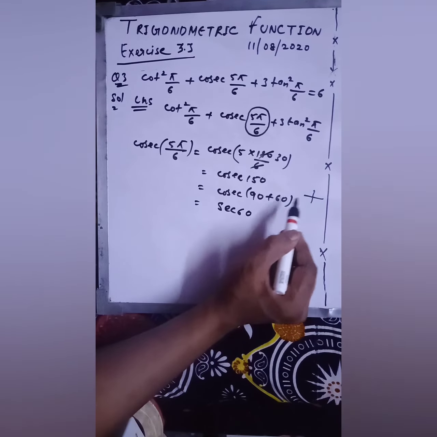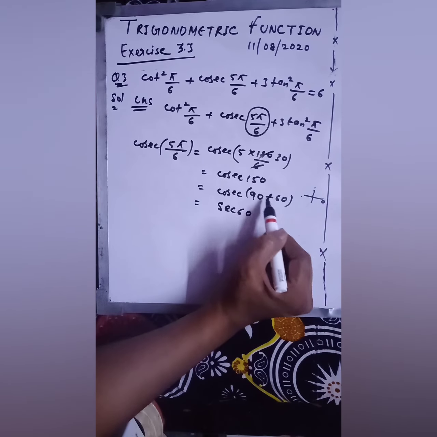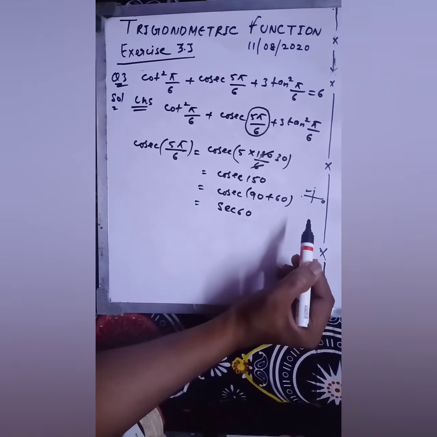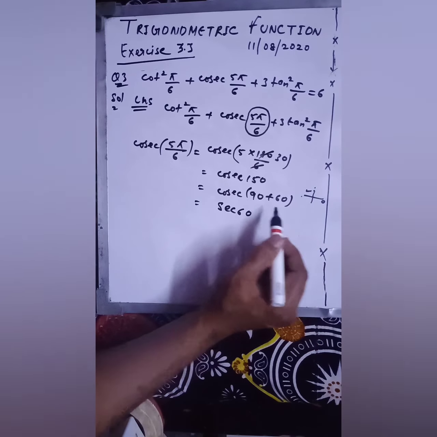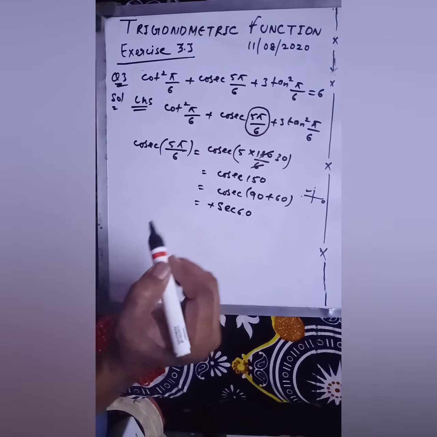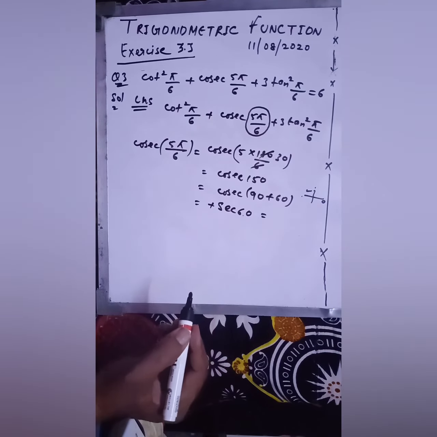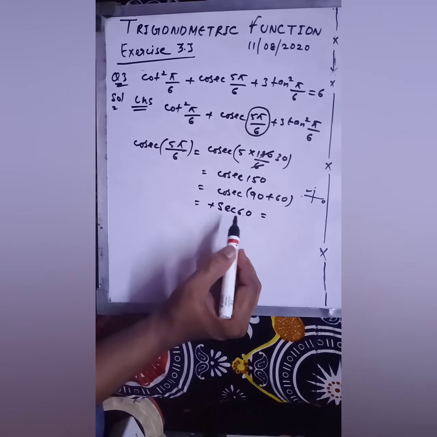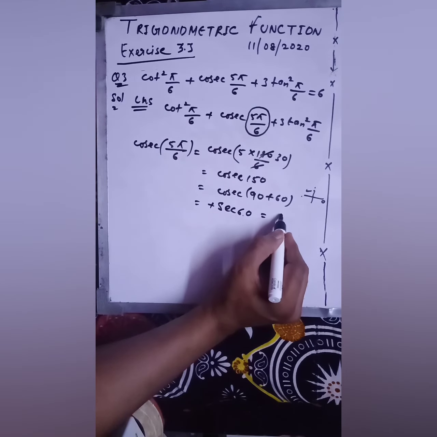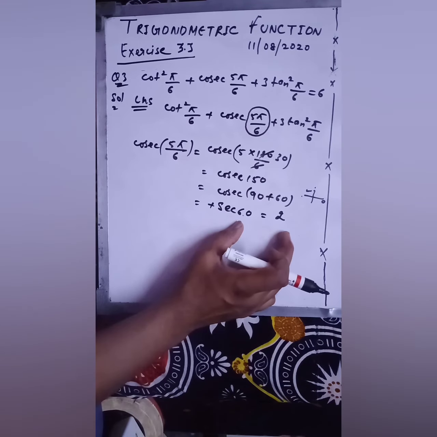90 plus 60 means this is 0, this is 90 and this is 180, so it is 90 plus 60, so it will lie in the second quadrant. In the second quadrant your cosec is positive, so the value will remain positive. Sec will remain positive. So sec 60, now we have to find the value of sec 60, that would be 2. You can see it from the table.